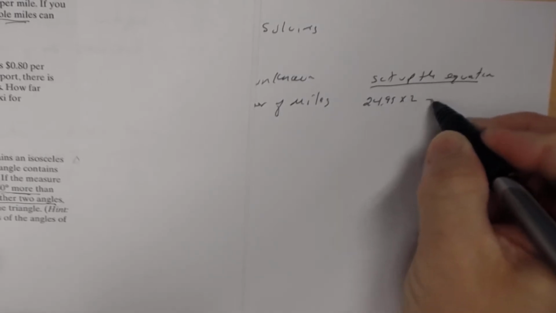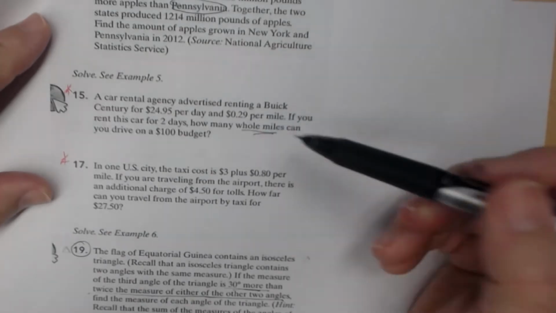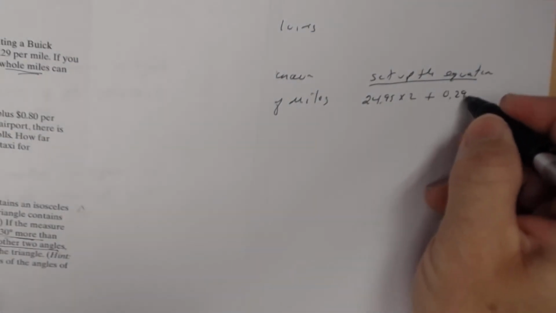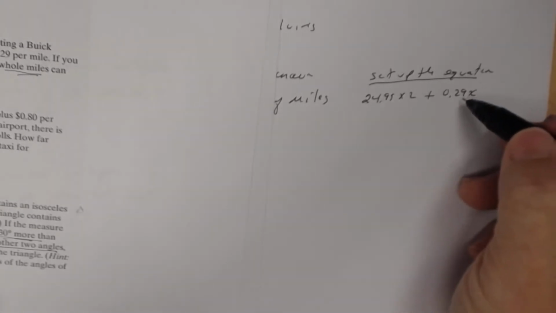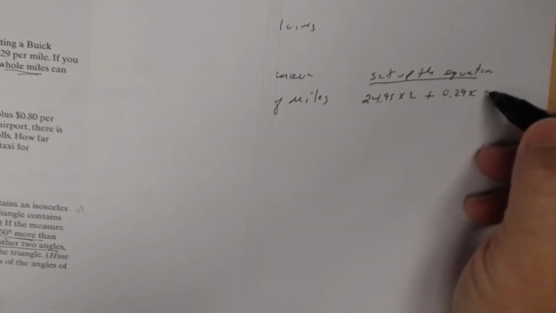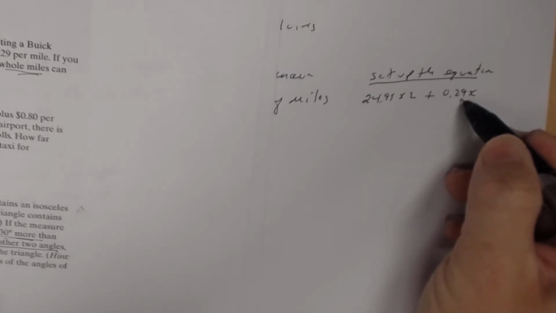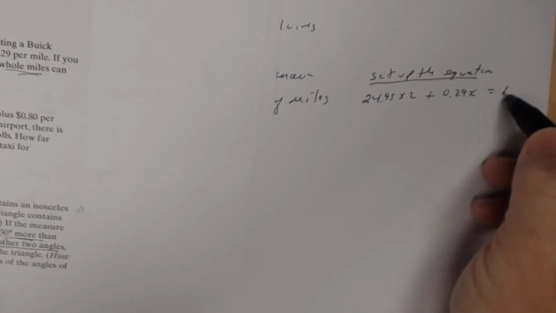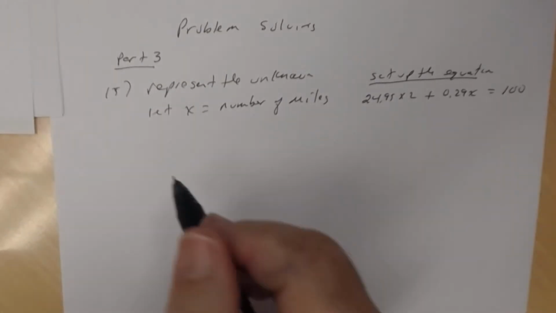But in addition to that, I have to pay 29 cents for each mile I drive. So that's 0.29 times x. If I drive x miles, I've got to pay 29 cents for each of those miles. And the total cost has to equal $100. So that's the equation.